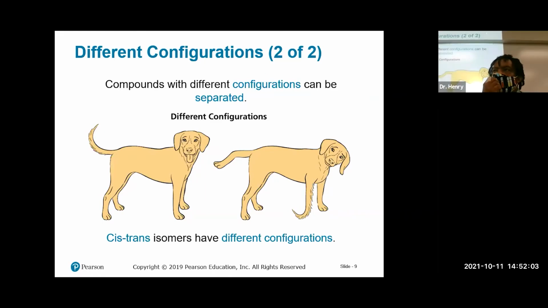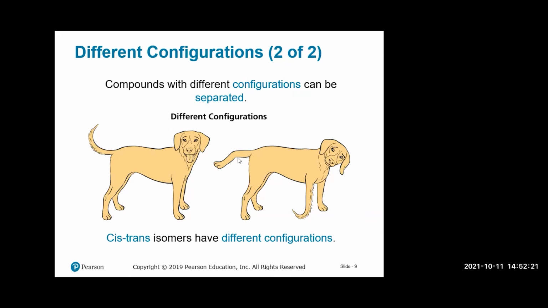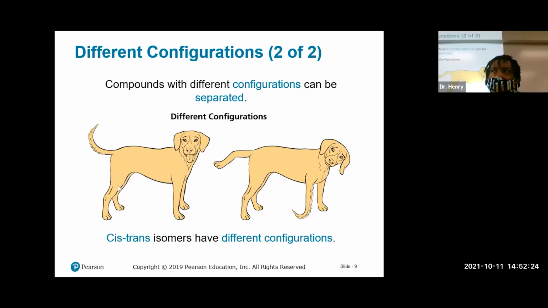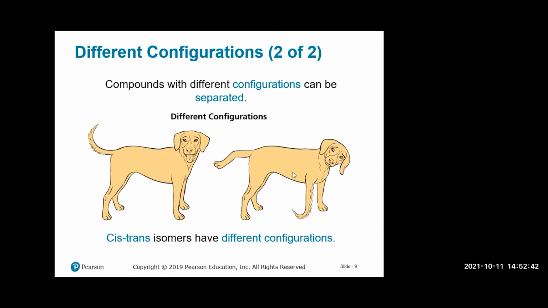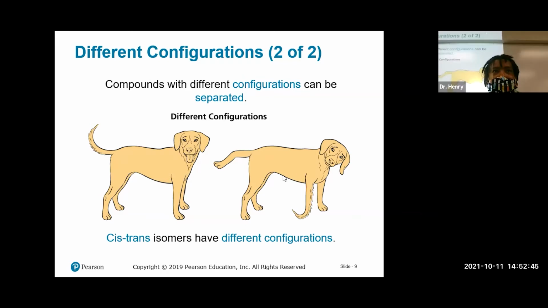Okay, so if your compounds have different conformations, they can be separated, right? So in this case, we have a different conformation. So now, instead of having the tail, we have the tail on the leg. Okay, so in this case, I think we're having some troubles. So hopefully we stay intact for a while.